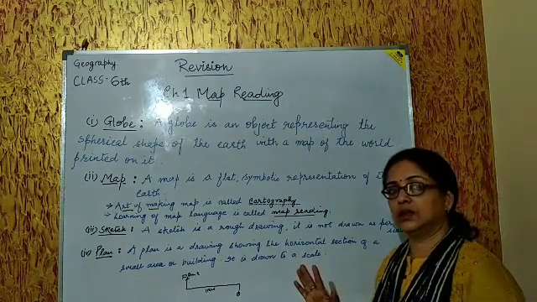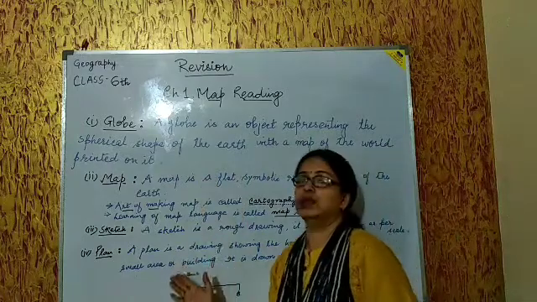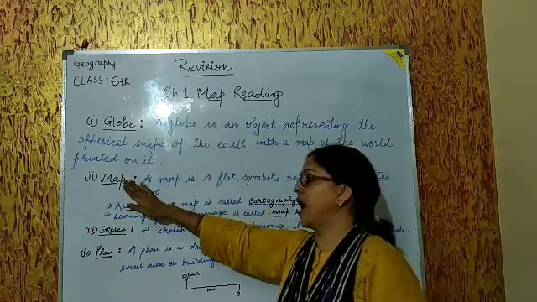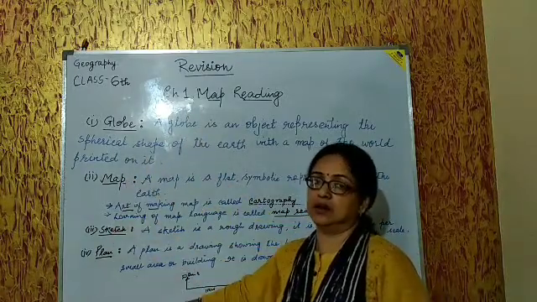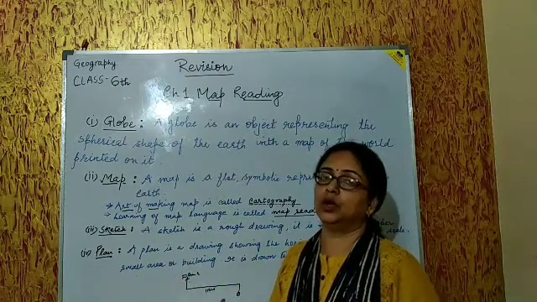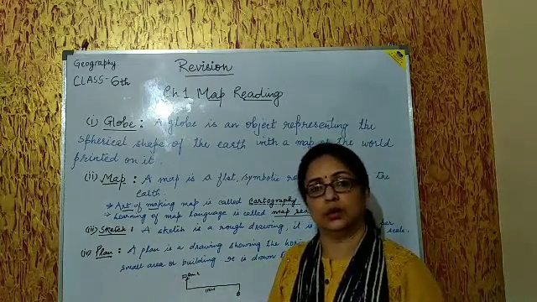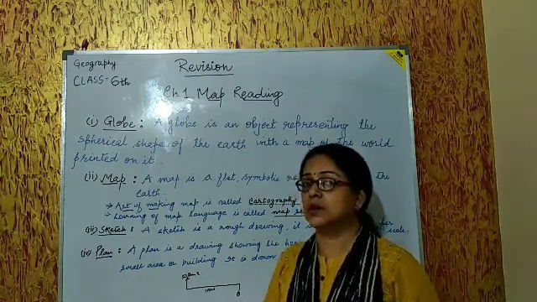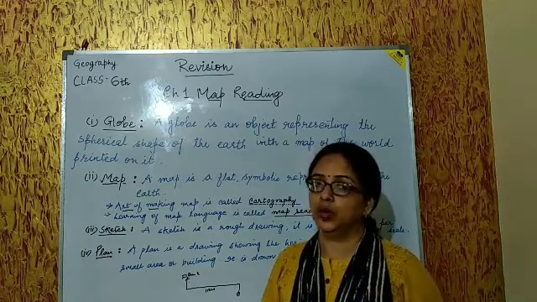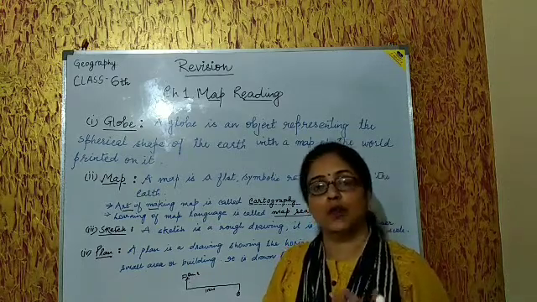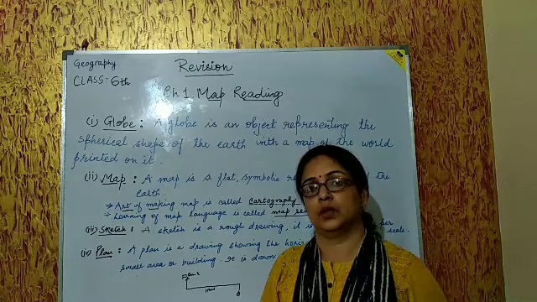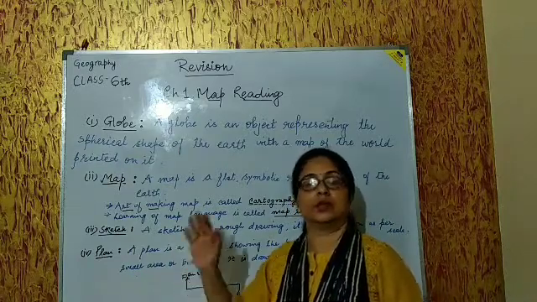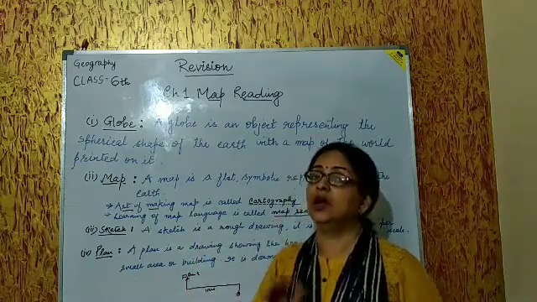Is it clear? So today we learned the four definitions: globe, map, sketch and plan. This I had already given you in the previous class to learn. Whether you have learned or not, this time I have explained it very well, so try to learn what I am explaining. This is your homework: learn the definitions only and write them in a rough copy.